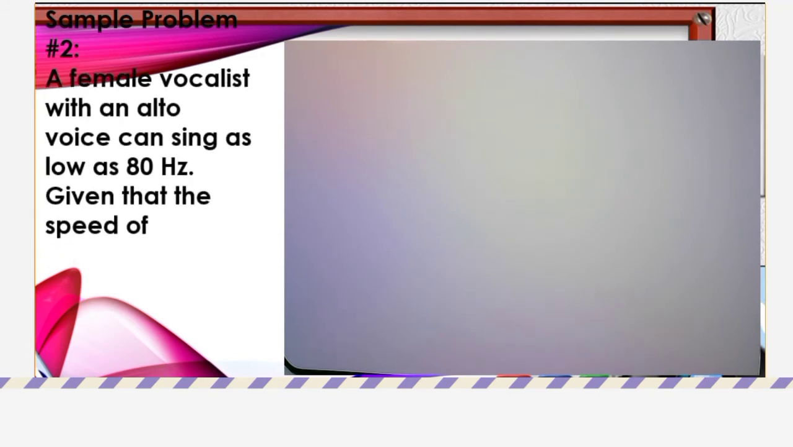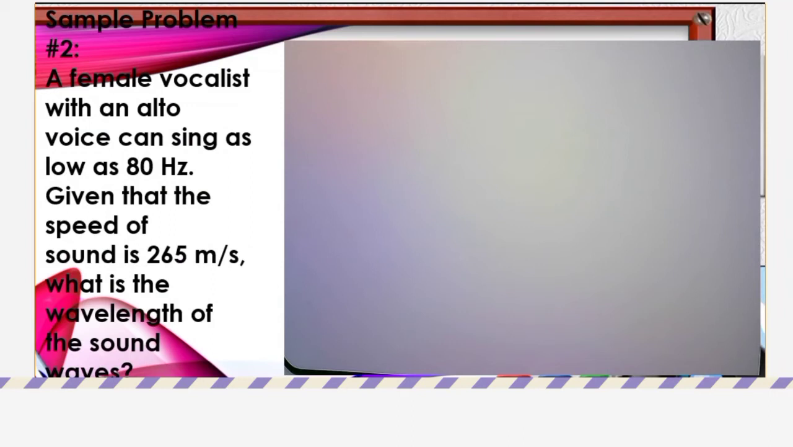A female vocalist with an alto voice can sing as low as 80 hertz. Given that the speed of sound is 265 meters per second, what is the wavelength of the sound waves? I repeat, a female vocalist with an alto voice can sing as low as 80 hertz. Given that the speed of sound is 265 meters per second, what is the wavelength of the sound waves?